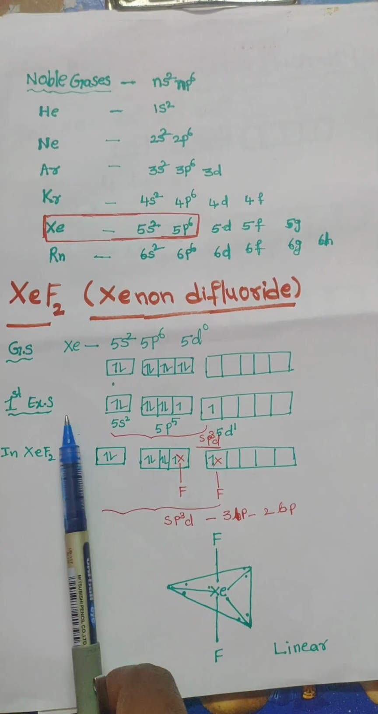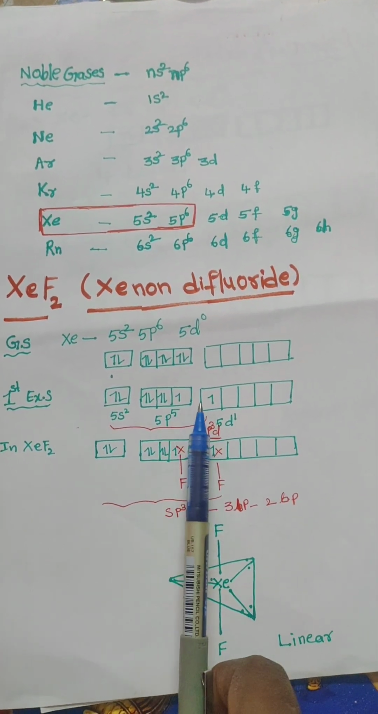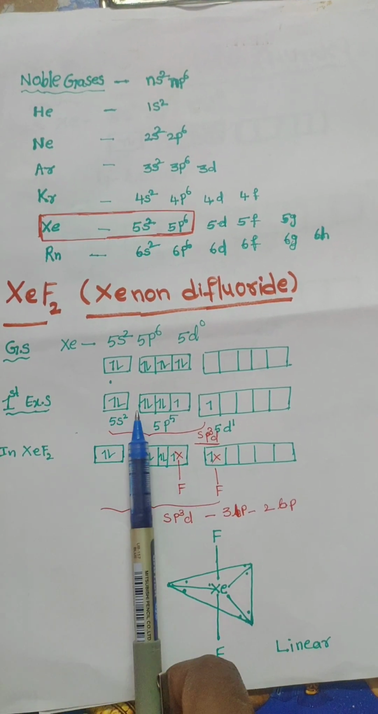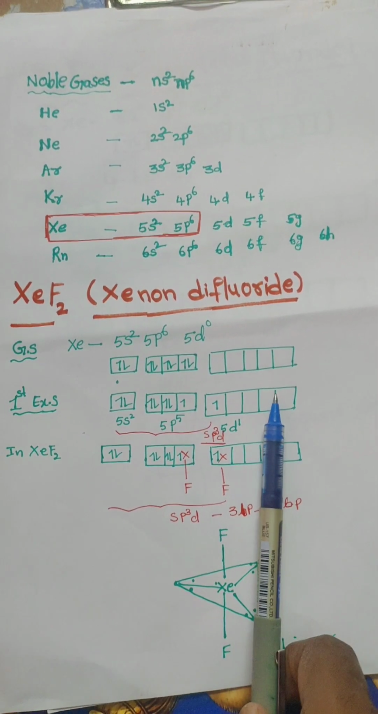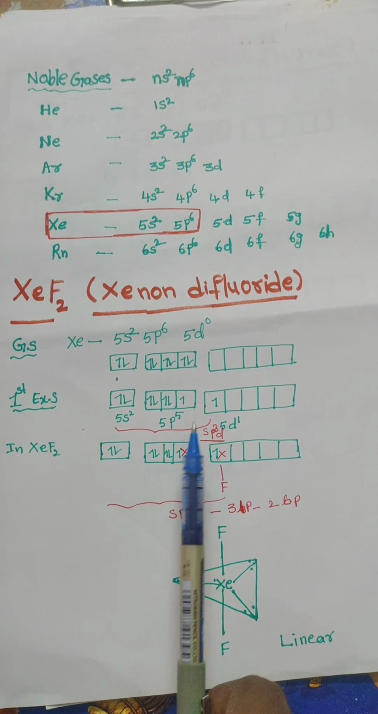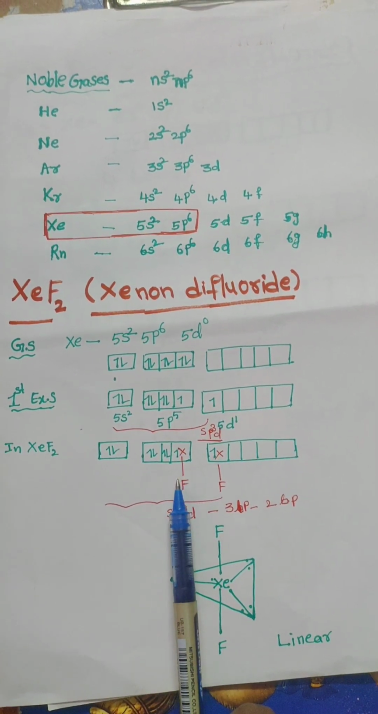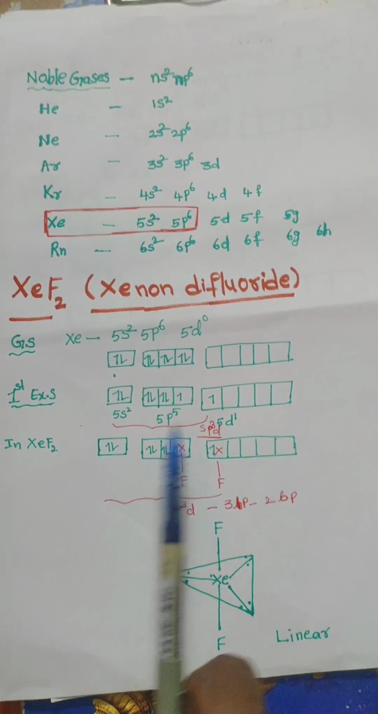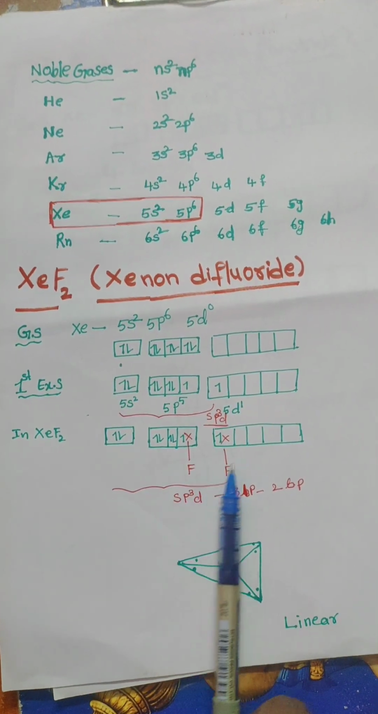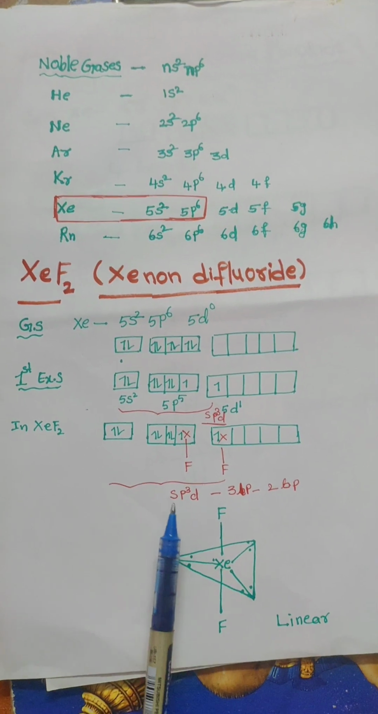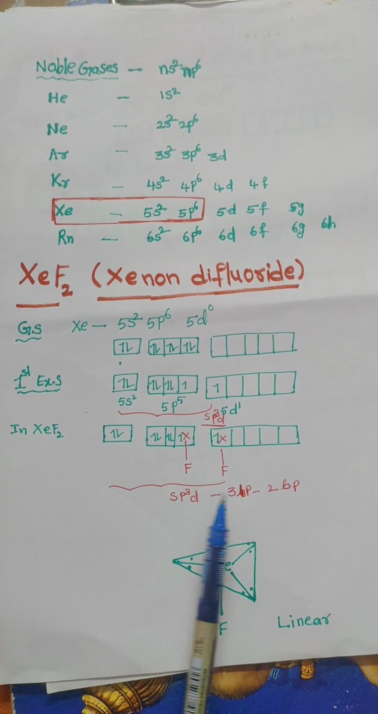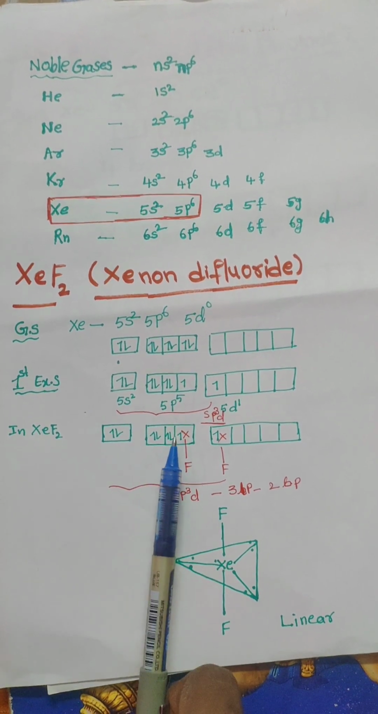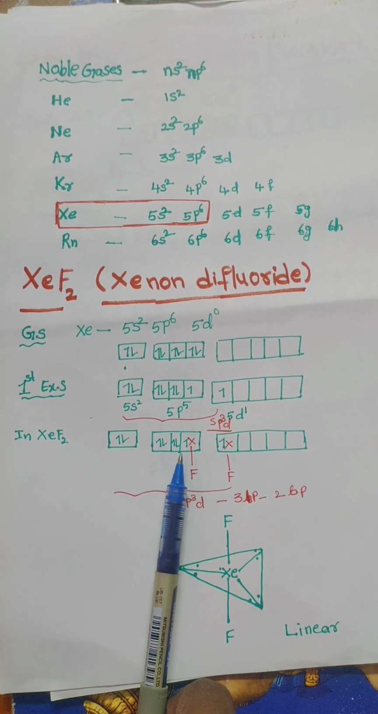So in this first excited state we have the two lone electron pairs, and now the xenon undergoes the sp3d hybridization. And in this hybridization each fluorine atom gives one electron and forms one bond with the xenon. So like that we get the xenon difluoride here. In this one hybridization is sp3d and we have three lone pairs and two bond pairs. First bond pair and second bond pair.